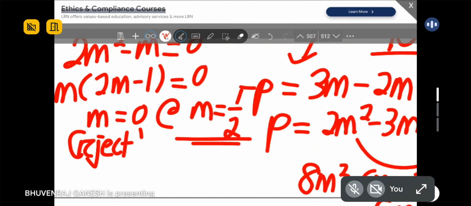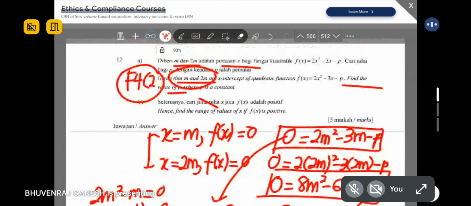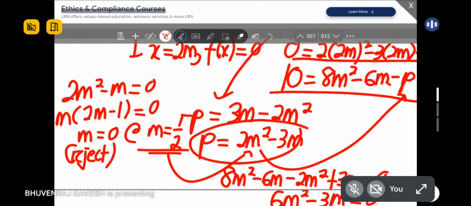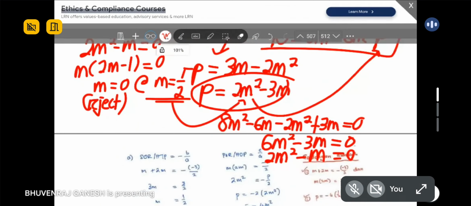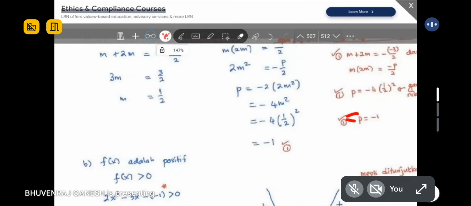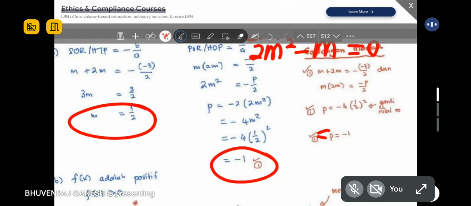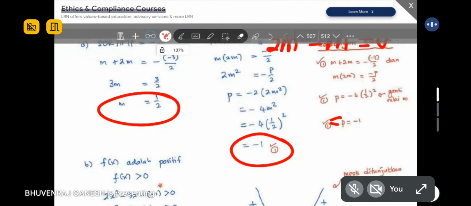Okay, so can you find your p value now? Yes. Okay, kamu boleh cari nilai p. So just substitute m is half inside this equation, calculate the answer. Okay, that is your answer. So jawapan akhir, p is equal to negative 1. You can see here your m is half. Okay, can now, guys? Boleh?